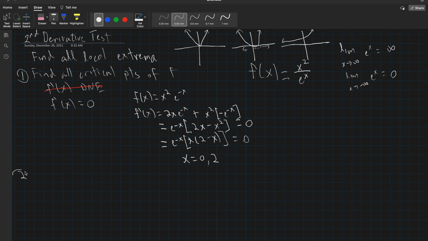So now our second step here is to classify our critical points.